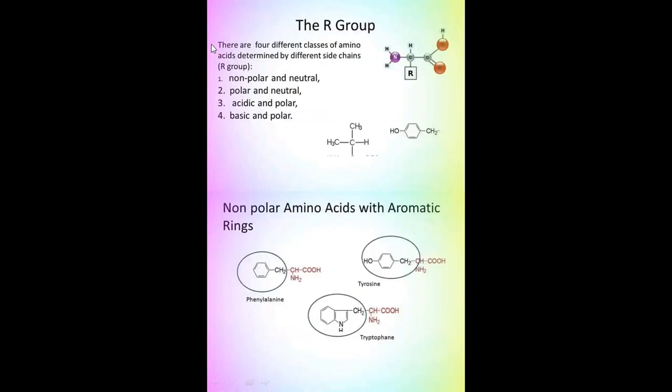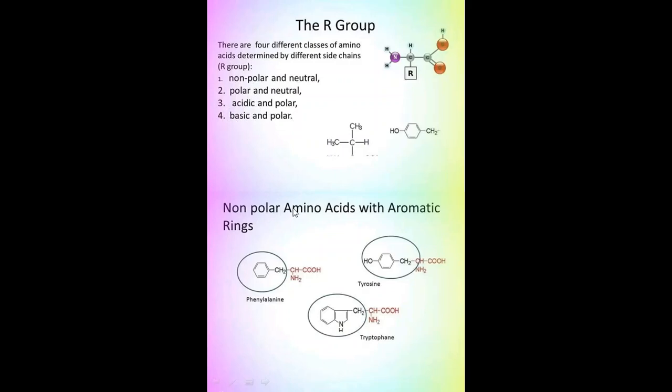So let's see how we can classify amino acids. Amino acids are classed based on the different structures of the R groups. Based on the R group, we have 4 different classes of amino acids. Other books say 4 and subdivide, or 3 and subdivide. So based on the R groups, you can have non-polar and neutral amino acids, polar and neutral amino acids, acidic and polar, and also basic and polar. The acidic and basic polar amino acids are the charged amino acids.